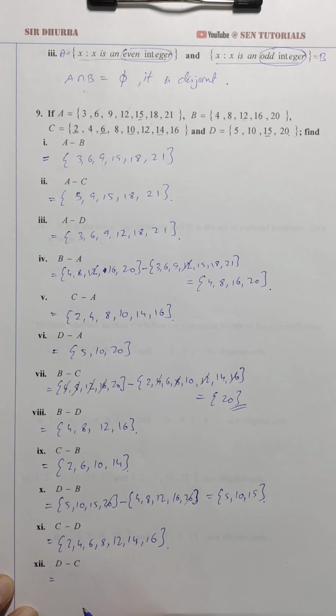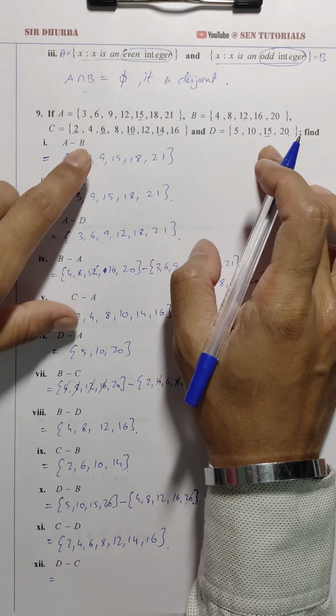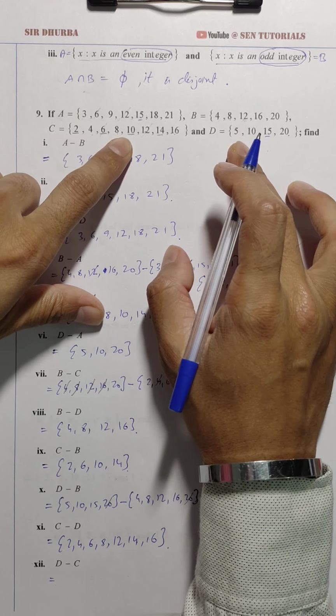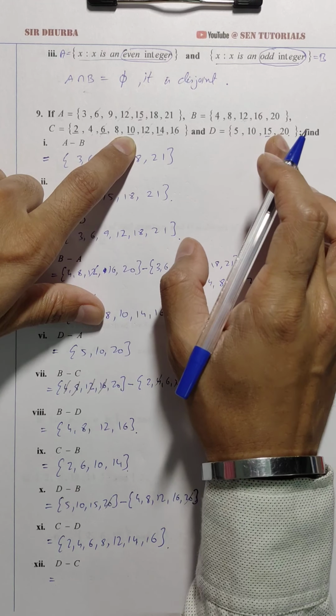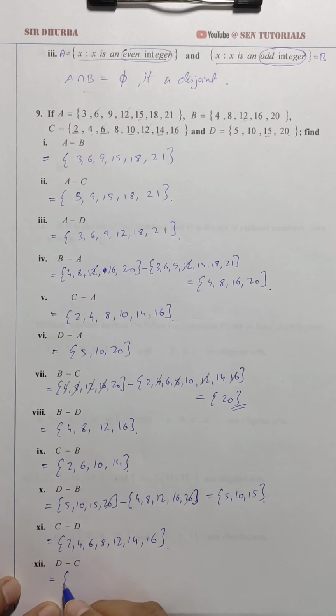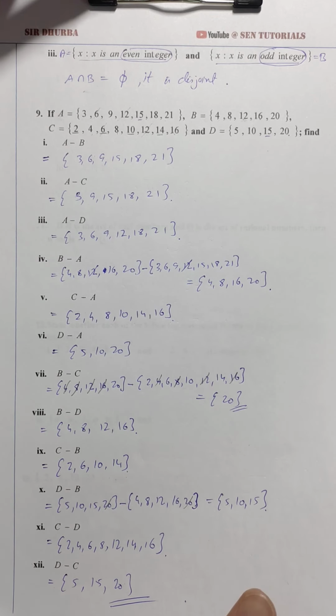And d minus c. From d, remove elements of c. Only 10 is the common element. So 5, 15, 20. Okay, subtracting only, not just removing the elements. Just be careful with the order only.